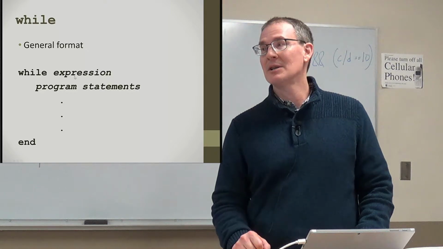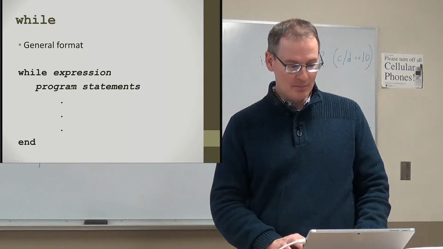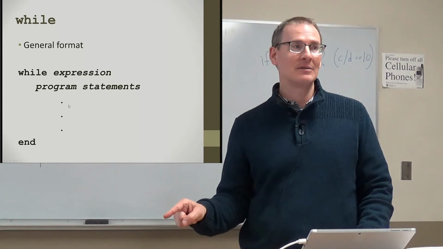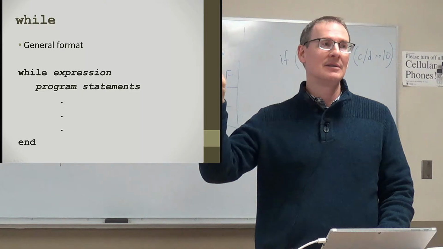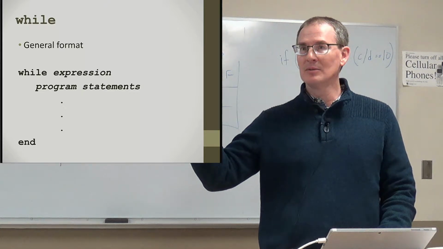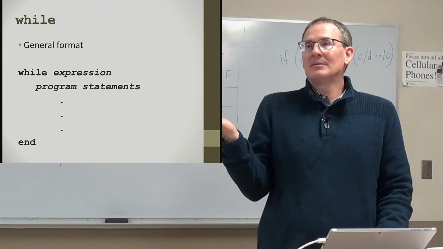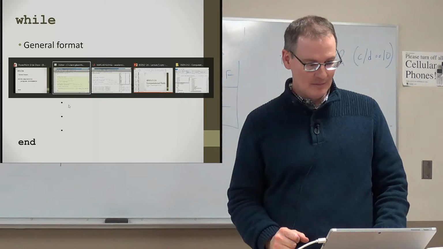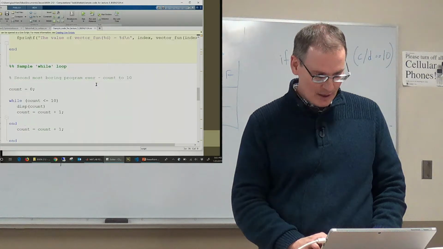Something about this expression must change within these program statements that follow, right? If you come to a while loop and it says while 1 is less than 2, do these statements, it will never break out. 1 is always less than 2. So if a while loop is written, it should have something that is going to change.